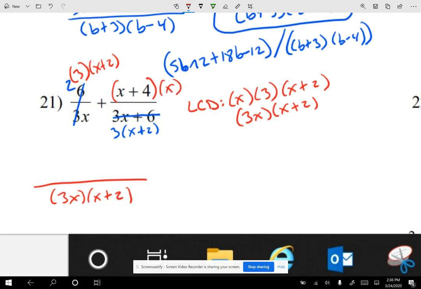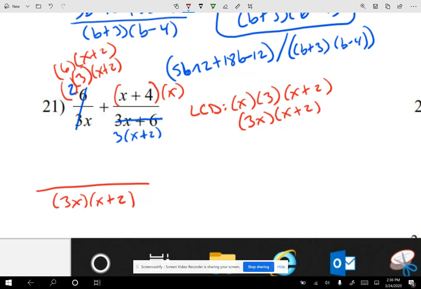Okay, so on the first fraction, I have 3 parentheses. Let me combine the first two. 2 times 3, 6. And I'm going to multiply that with x plus 2. Let me multiply the 6. So that gives me 6x plus 12. On the second fraction, let me multiply my 2 parentheses. That gives me plus x squared plus 4x.